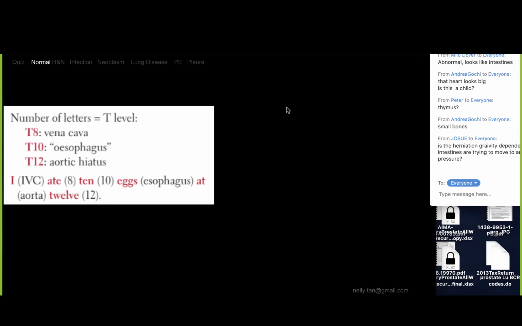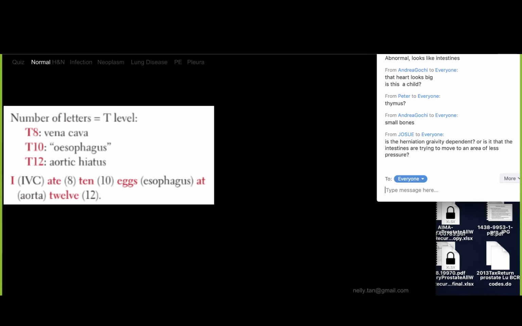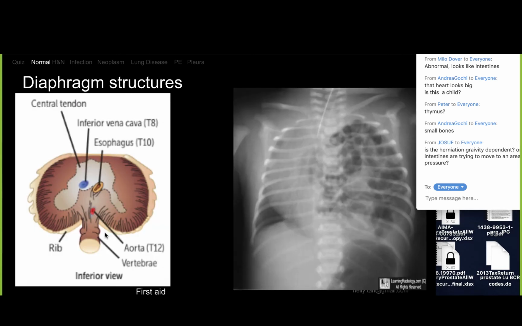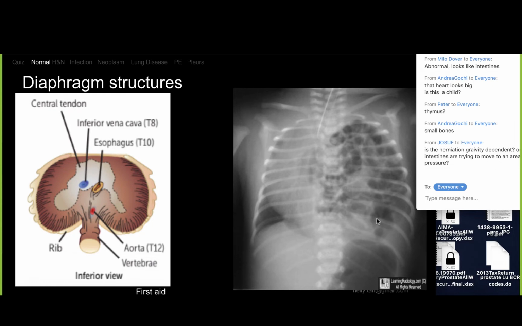The question is, is the herniation gravity dependent, or are the intestines trying to move to an area of less pressure? I don't think it's gravity. I think it has more to do with the pressure. In the chest, typically, there's that negative pressure effect. So if there's a defect, the contents of the belly will go wherever there's low resistance.